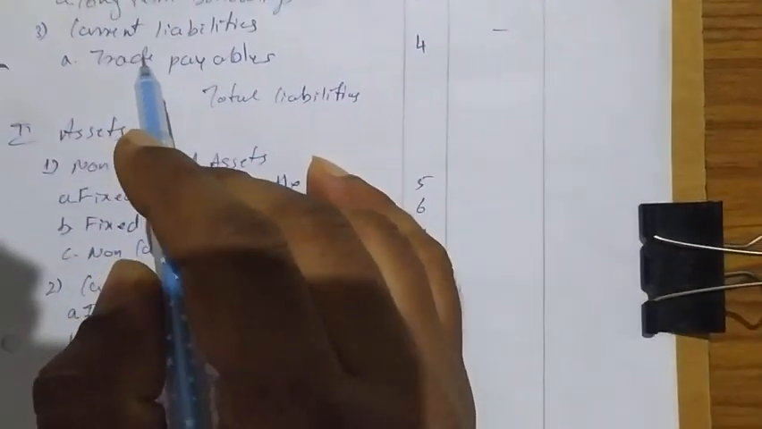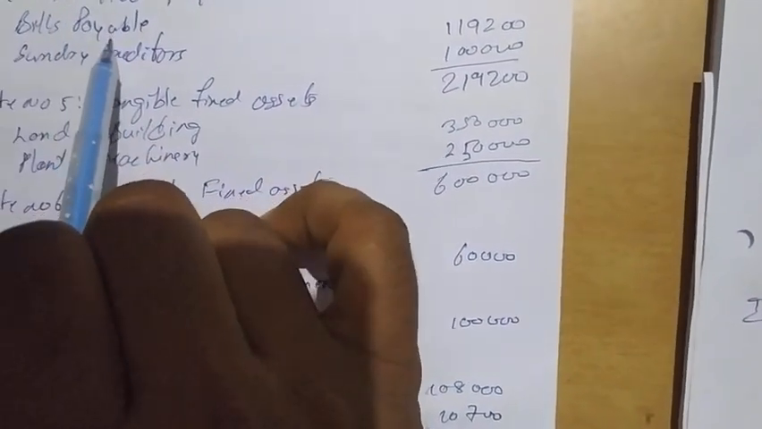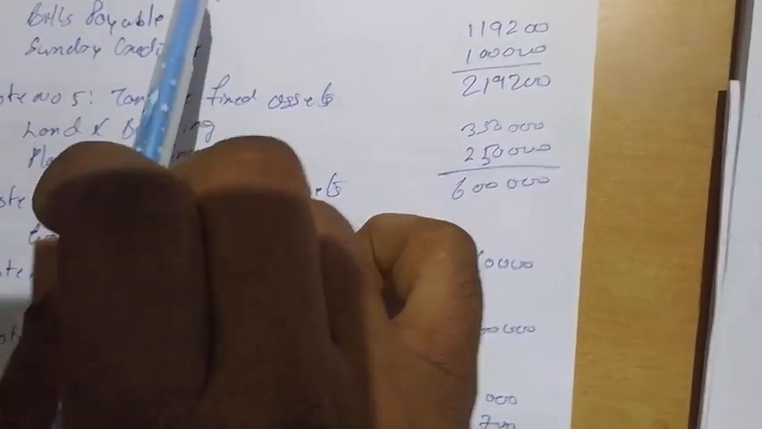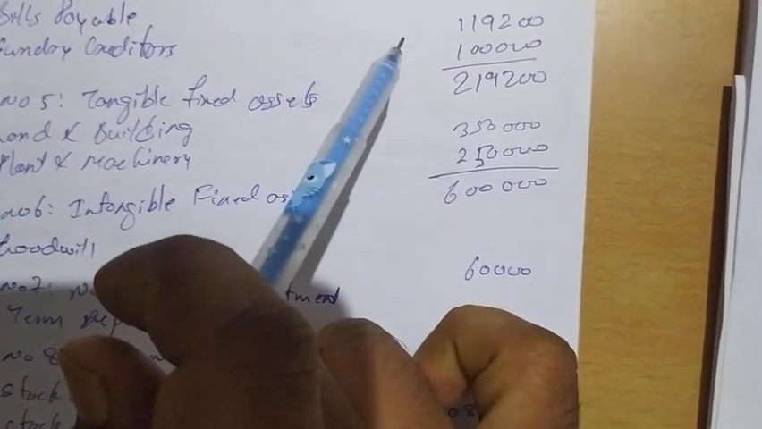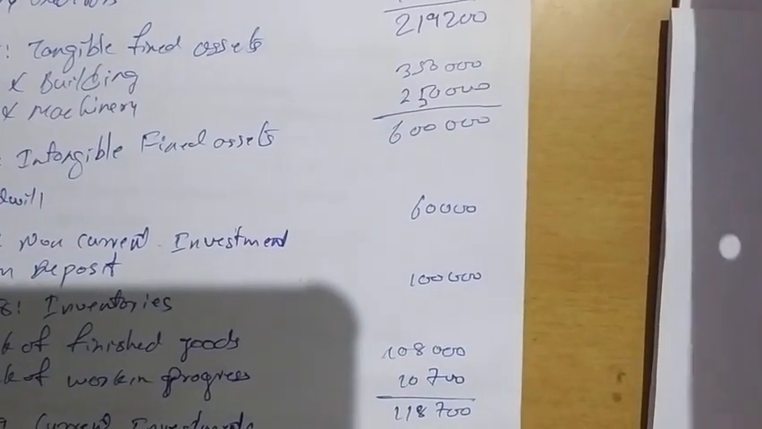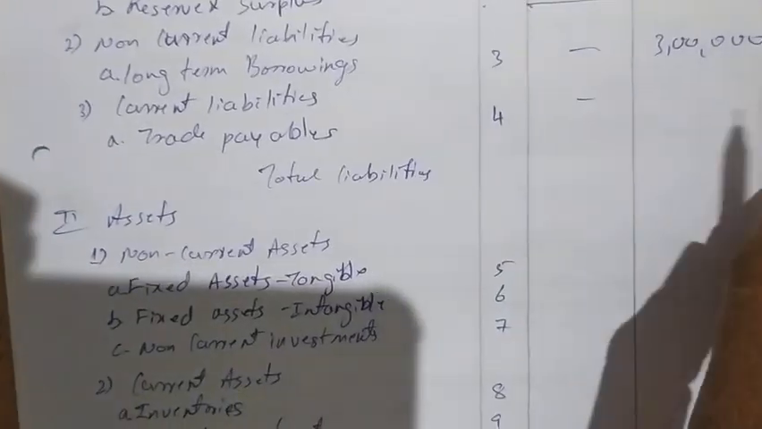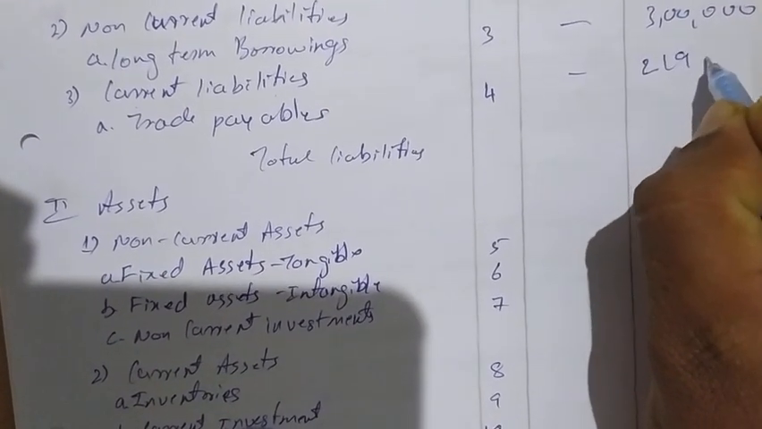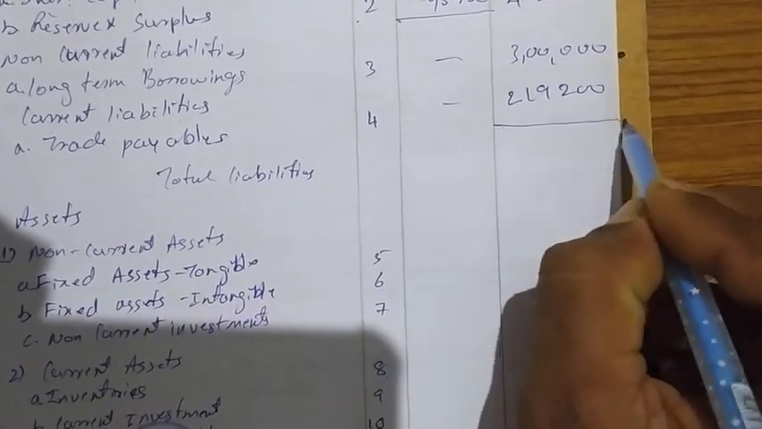Then next, current liabilities. We have not made any changes here. Current liabilities, that is trade payables: bills payable 1,19,200, sundry creditors 1 lakh. So total 2,19,200. No changes here also. Note number 4 is directly mentioned here, 2,19,200. So no more liabilities left. Make the total here.